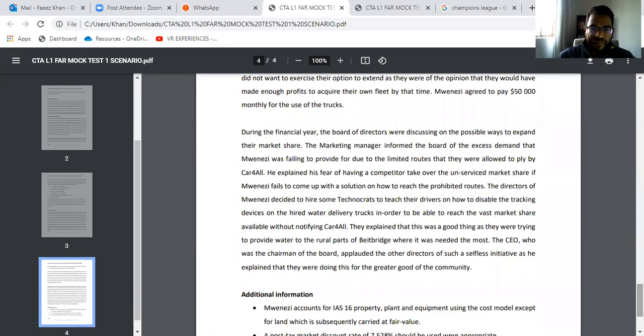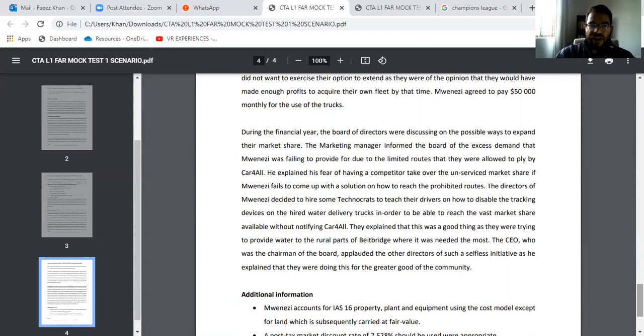The directors of Uwanezi decided to hire some technocrats to teach their drivers how to disable the tracking devices on the hired water delivery trucks, in order to be able to reach the vast market share available without notifying Car for All. They explained that this was a good thing, as they were trying to provide water to the rural parts where it was needed the most. The CEO, who was the chairman of the board, applauded the other directors for such a selfless initiative, as he explained that they were doing this for the greater good of the community.